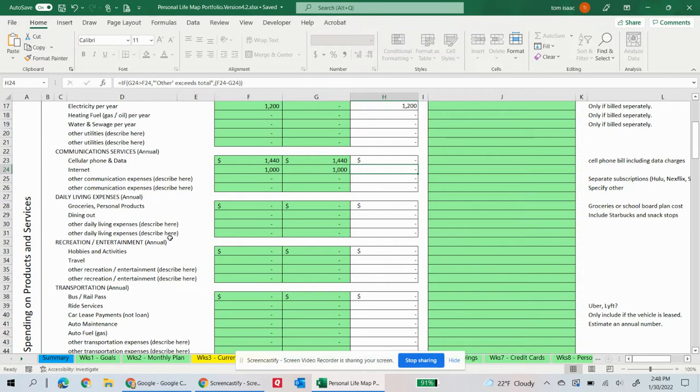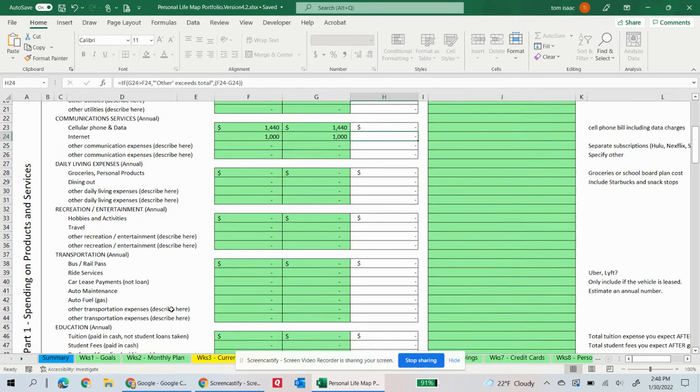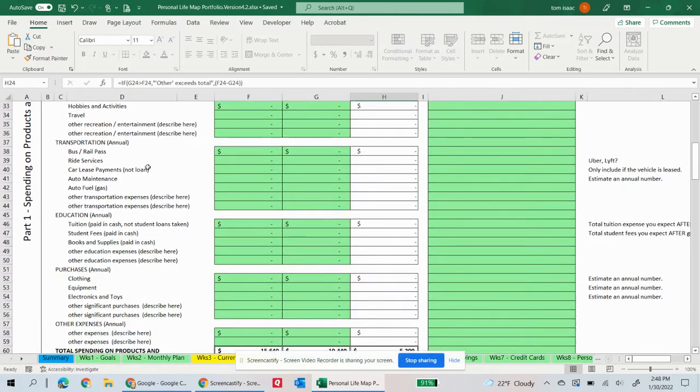This is groceries and things like that, recreation and hobbies, transportation. Make sure to be very careful here in this car lease payments under transportation. That is only if you are leasing a vehicle. If you have a loan on a vehicle, that's going to go into a different place. Include maintenance costs, gas, any other transportation expenses, tuition.